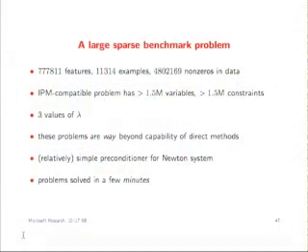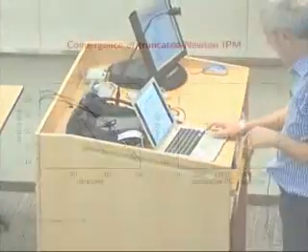We'll go to a much bigger problem with maybe 750,000 features and 11,000 examples. So here's an example where you have a whole lot more features than you have examples. And you have about 5 million non-zeros in the data. The final interior point problem has about 1.5 million variables and so on. These are way beyond the capability of direct methods. So this is with a relatively simple preconditioner for a Newton system. You can solve this in just a couple of minutes.